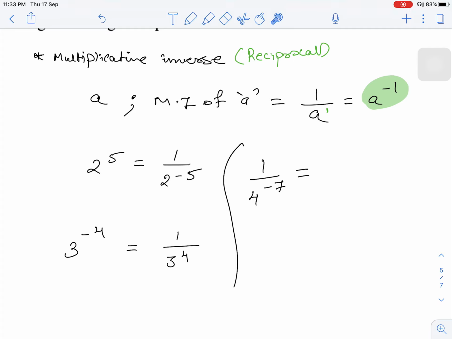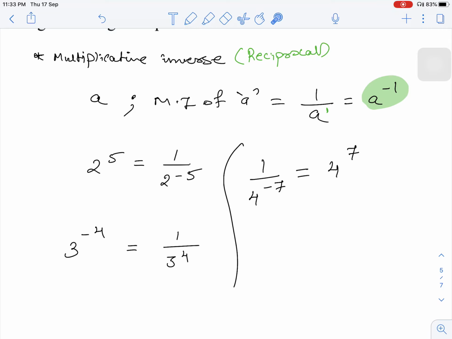Now I want to write this number with a positive power. So what I have to do is just take the reciprocal. Reciprocal means the numerator goes to the denominator and the denominator comes to the numerator. So what you will get here is 4 raised to 7. This is our answer.